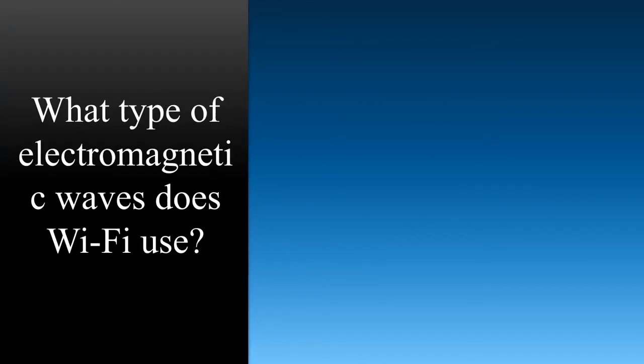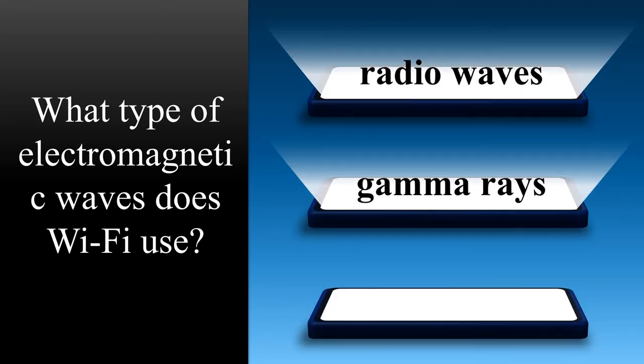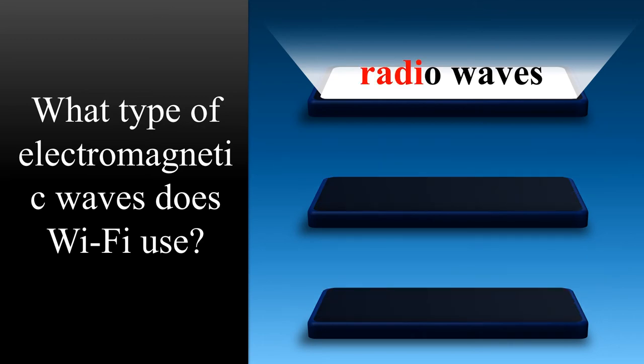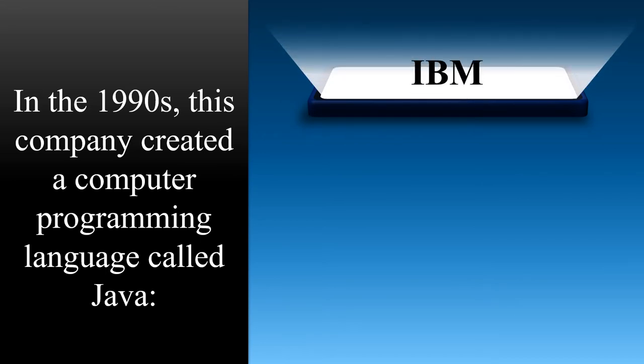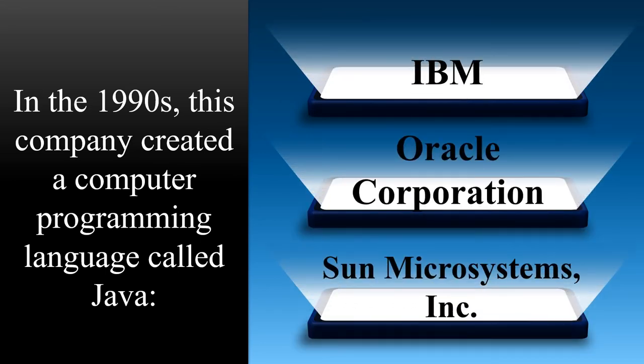What type of electromagnetic waves does Wi-Fi use? Is it radio waves, gamma rays, or microwaves? In the 1990s, this company created a computer programming language called Java. Is it IBM, Oracle Corporation, or Sun Microsystems Incorporated?